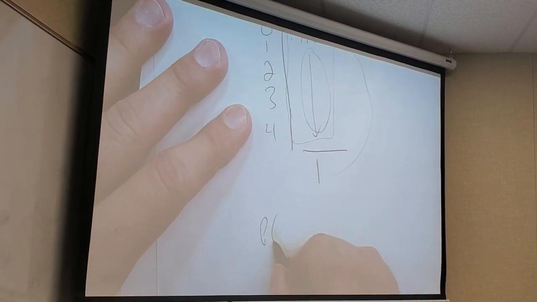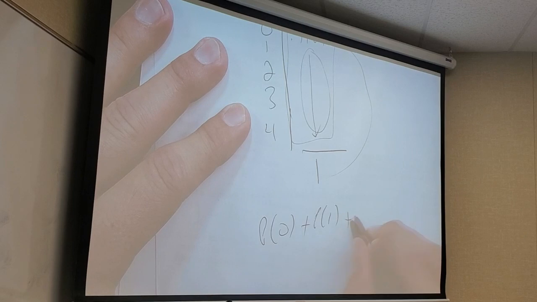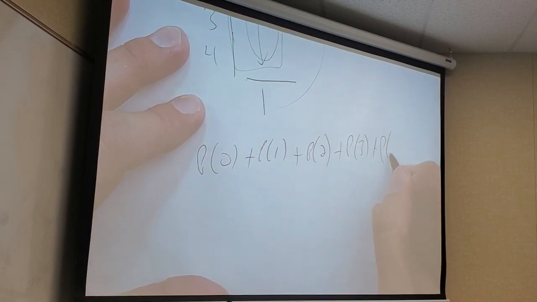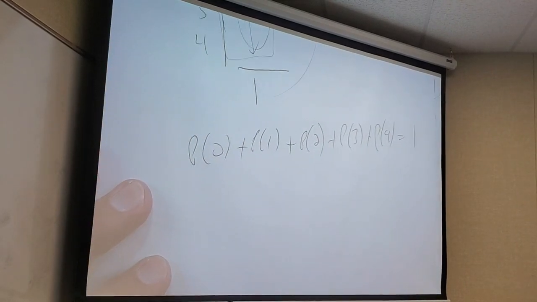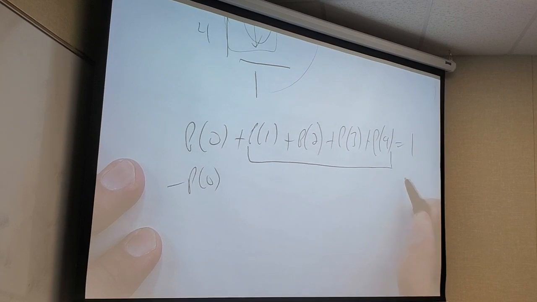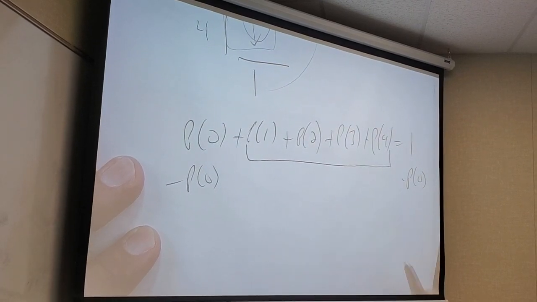So probability of 0 plus probability of 1 plus probability of 2 plus probability of 3 plus probability of 4 equals 1. So what's the probability of at least 1? 1 minus the probability of 0. Thank you, algebra. You saved me again.